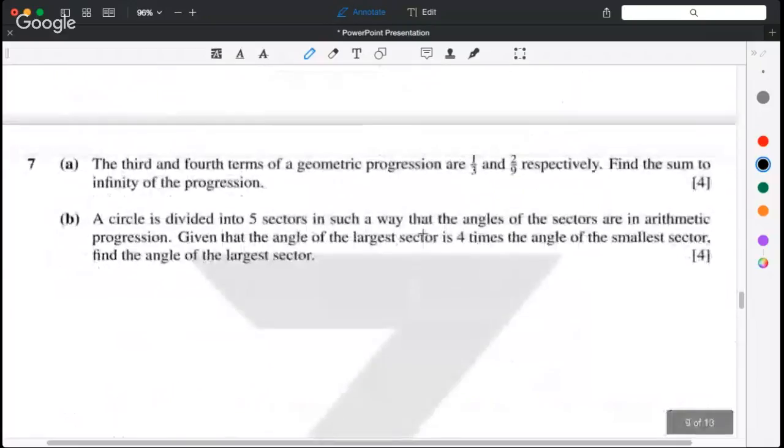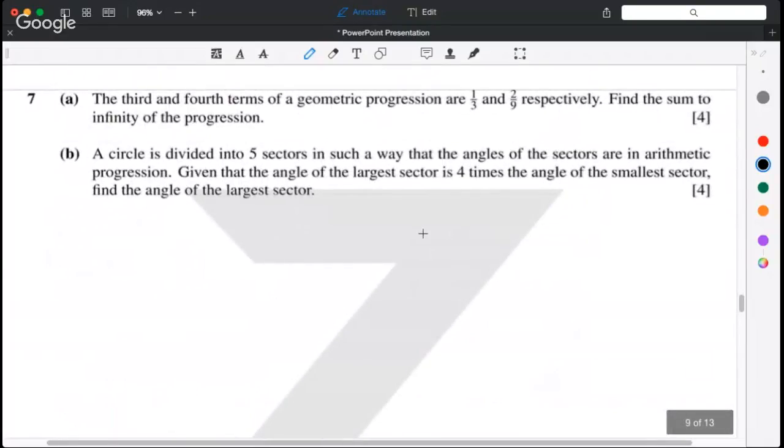Okay. So this question's about geometric progressions, about series. So the important thing is always to remember, let's look at the geometric one first.